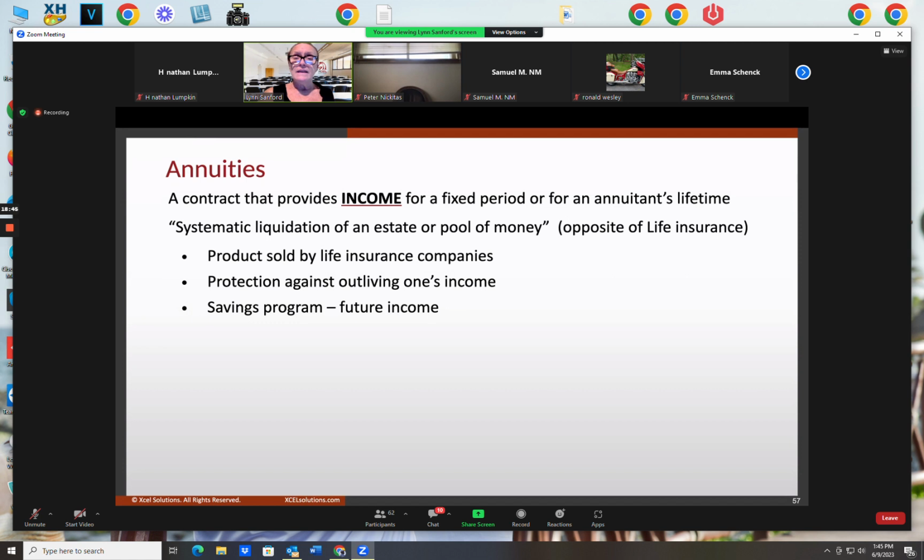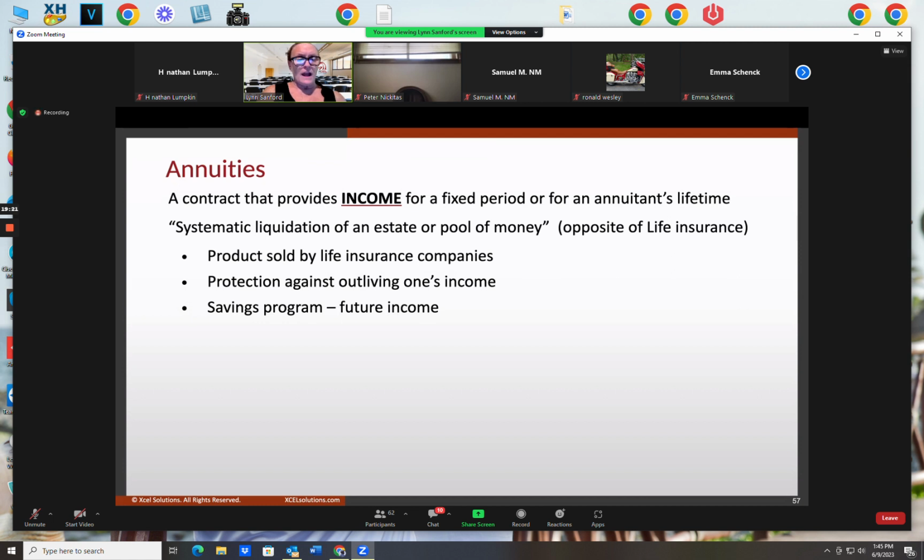A life insurance policy helps you create an estate for yourself, but an annuity helps you liquidate that estate. Many times as you sell off different assets, you place the proceeds in an annuity. Then when you get ready to annuitize, maybe you choose a lifetime payout. Now you know you can never outlive your money from that annuity. It will be paid to you all the rest of the days of your life. So it is a systematic liquidation of an estate or pool of money, and that is definitely the opposite of what a life insurance policy does for you.